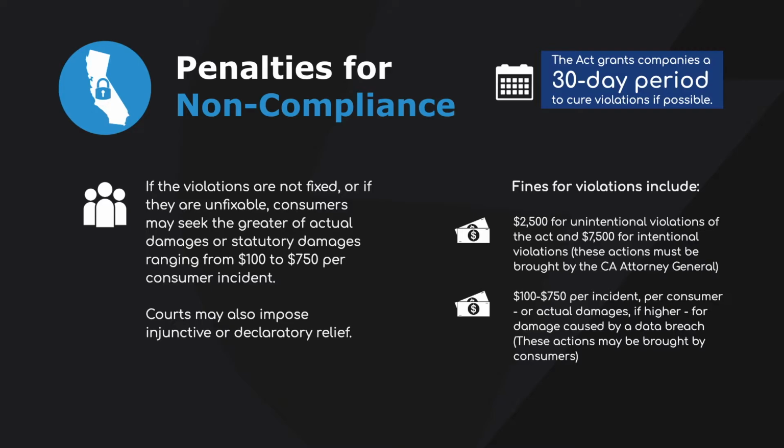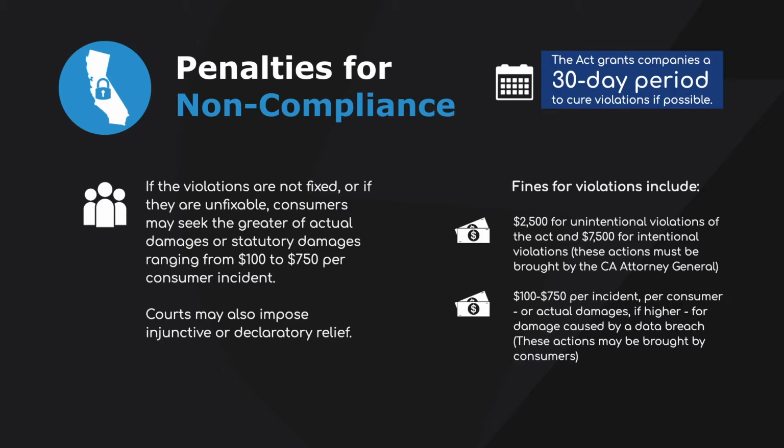I want to start with the comment up in the upper right, which is the Act generally grants companies a 30-day period to cure any violations. And so when you're notified of a violation, you have 30 days to be able to get your house in order, so to speak, and meet the requirements of CCPA. There's two ways that you can be notified. One is through a state action through the Attorney General's office, and the other is through a private action from an individual or their attorney.